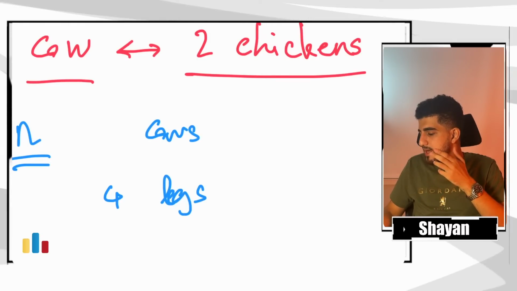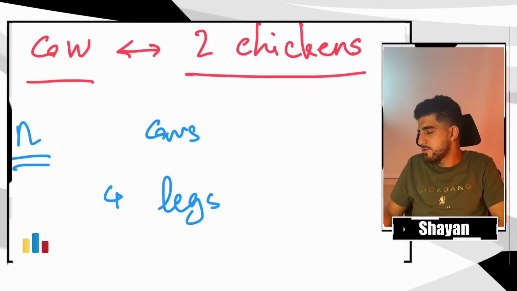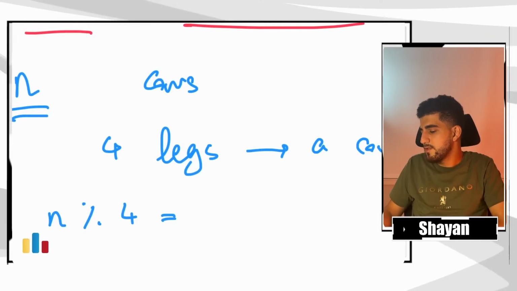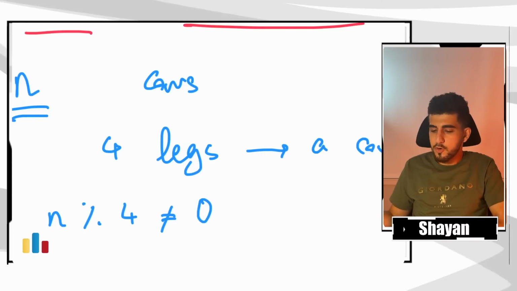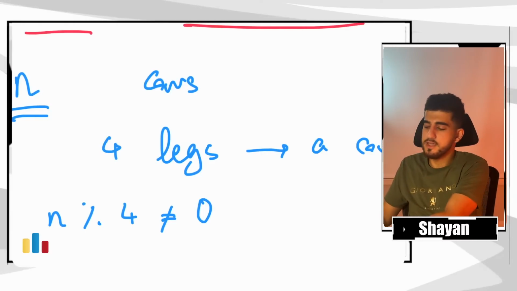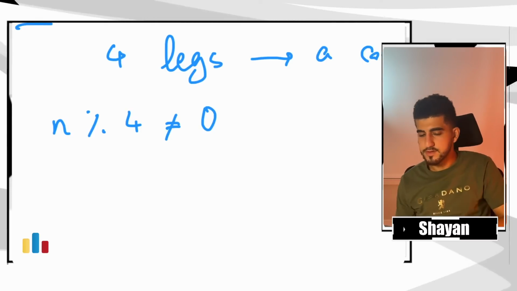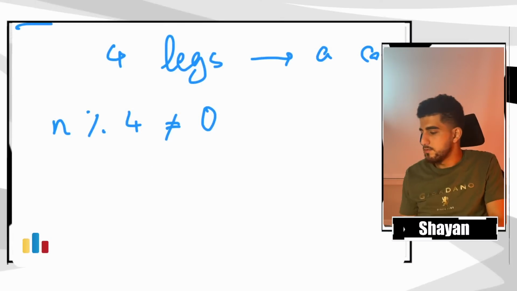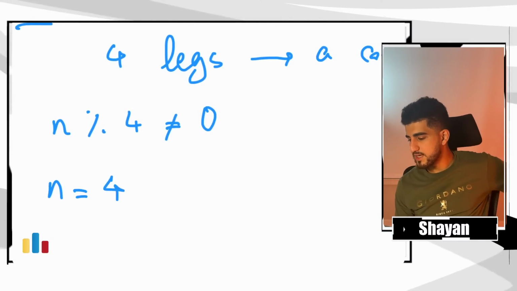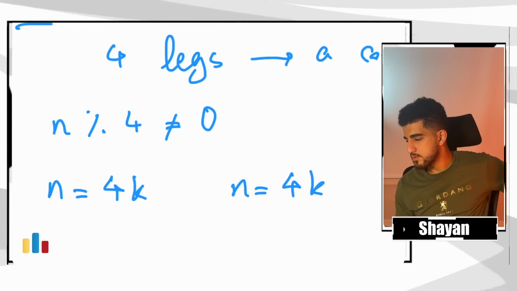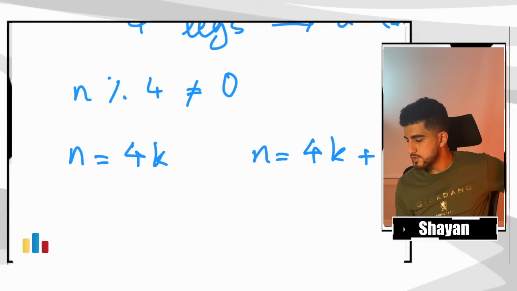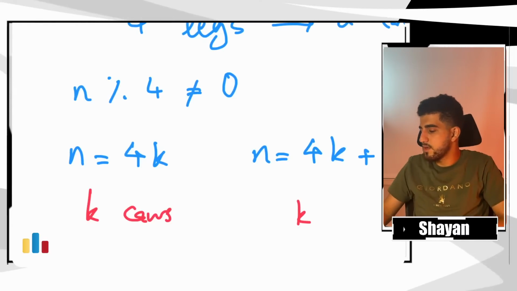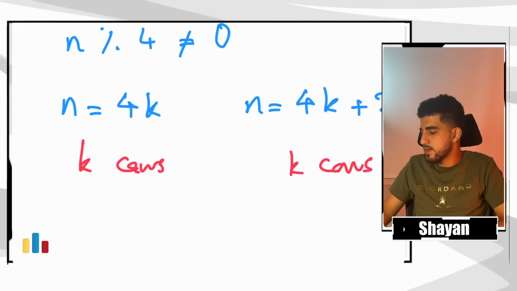If at the end there was some remainder, or in other words, the n is not divisible by 4, then we will have a chicken at the end. So the point is that in here we will have at most 1 chicken. We know that n is an even number, so n is either of form 4k or of form 4k plus 2. If it is 4k, we just have k cows. If it is of form 4k plus 2, we have k cows and 1 chicken.